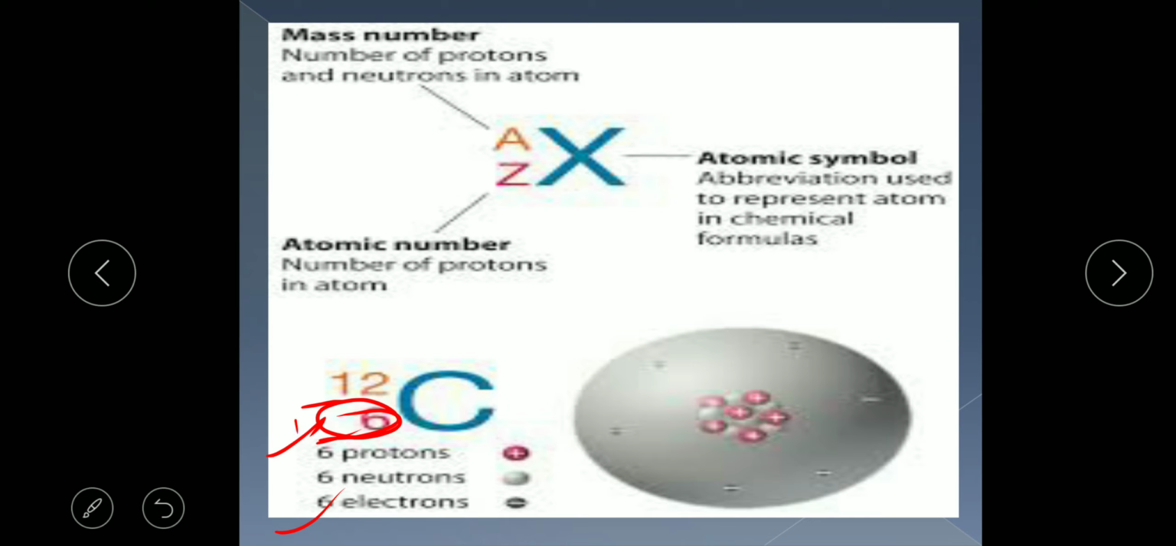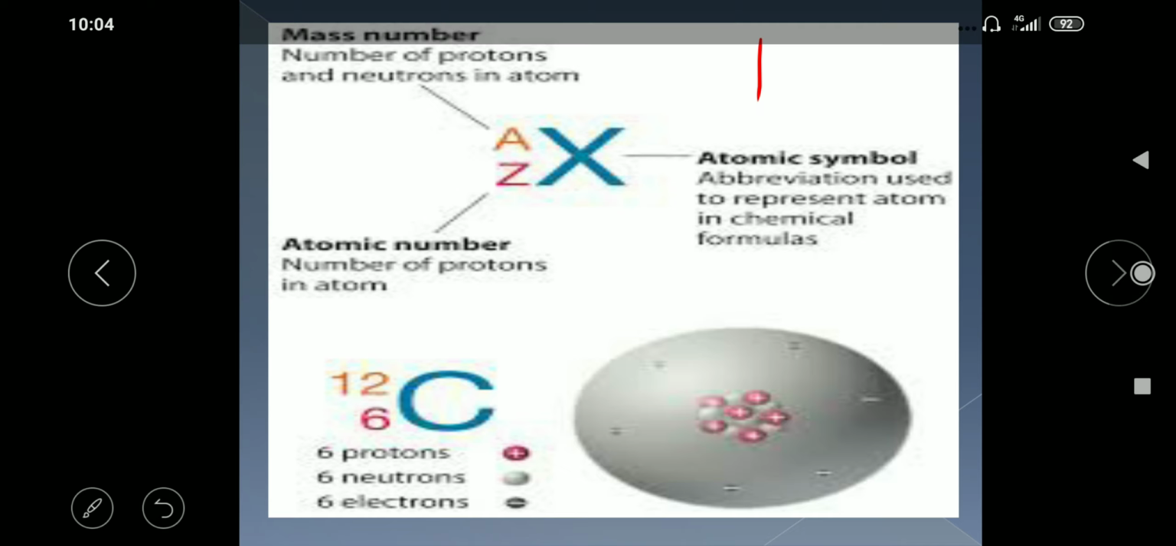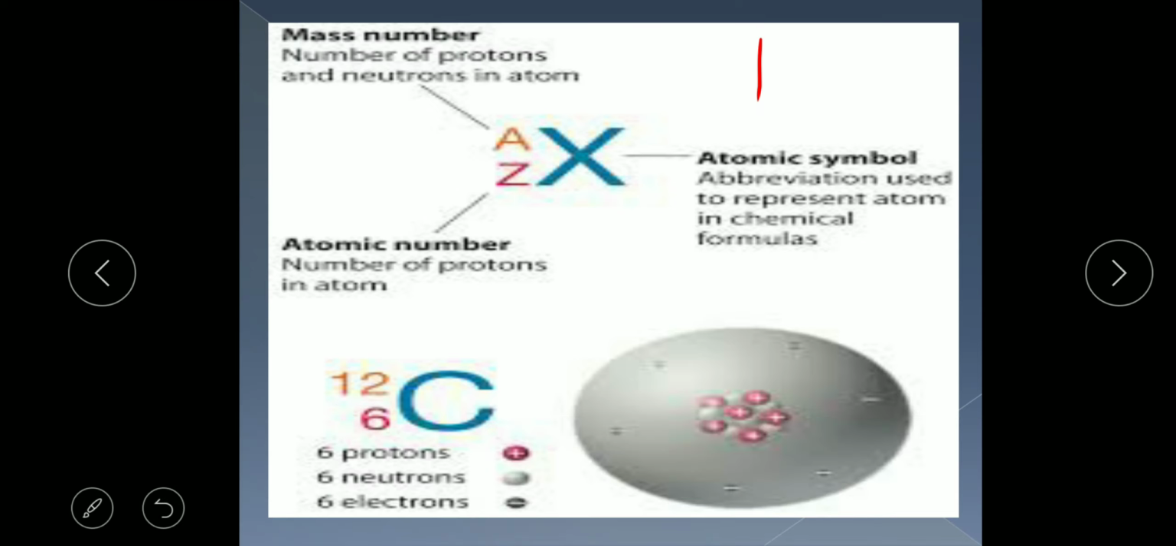Then what is its electronic configuration? Electronic configuration is the arrangement of electrons in the shells. So there are the first shell, K shell, L shell, M shell and N shell.